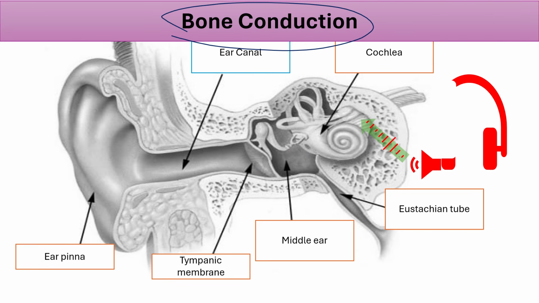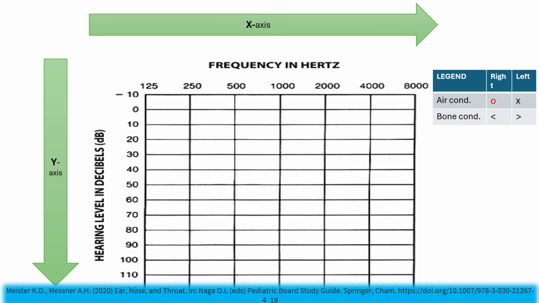The second component of the hearing test is bone conduction, and this is done by placing something similar to a headphone behind the ear on the mastoid process, and the sound will travel directly through the bone in the mastoid process to the cochlea and directly to the nerve, bypassing the external ear and bypassing the middle ear. If the bone conduction test is normal, it means that the nerve is healthy and there is no sensory neural hearing loss.